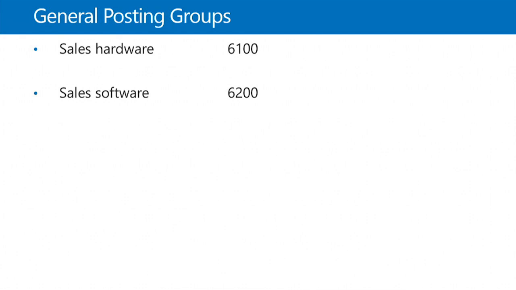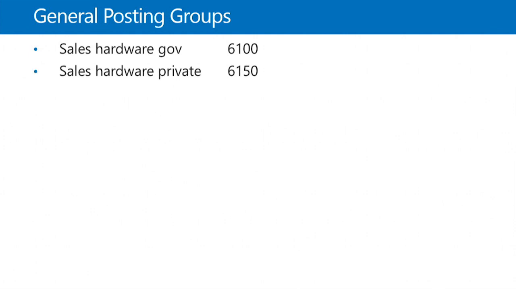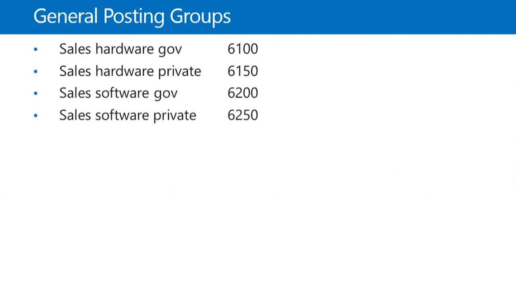So this means that I can create, or I would like to extend my chart of accounts as follows. So for example, my sales hardware to the government, I would like to post to 6,100. My sales hardware to private customers, 6,150. And then software government, 6,200. And private, 6,250. So this is the way I would like to use my chart of accounts.